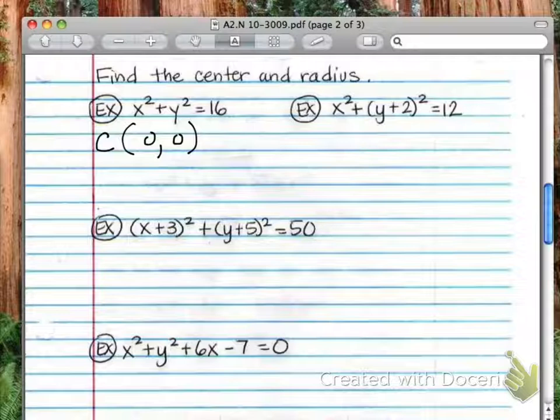I had a girl in fifth period say, hey, there's no number by the x squared. There's no number by the y squared. If there's no number by the x squared or the y squared, that must mean it's disappeared. It's 0. It's got to be gone. The only way a number disappears is by being 0. So the center is 0, 0. What is r? 4. How do we get that?